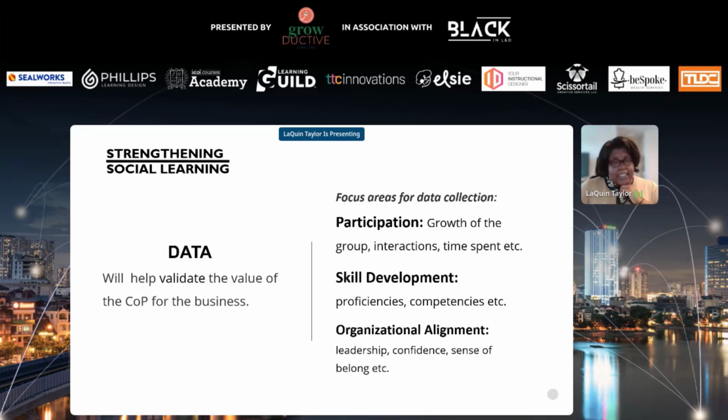Last but not least, organizational alignment. Soft skills like leadership, confidence, and sense of belonging are important organizational measures that often show up on things like your pulse surveys. And they're also things a COP can help drive. So make sure you are capturing data around these organizationally driven metrics.